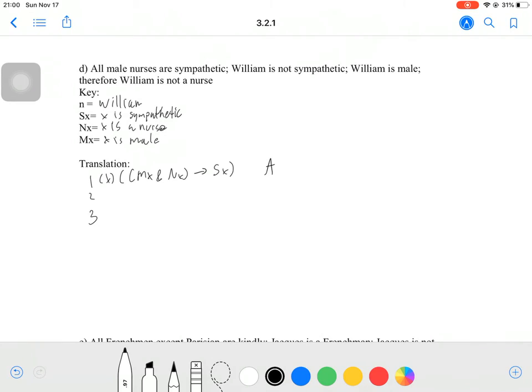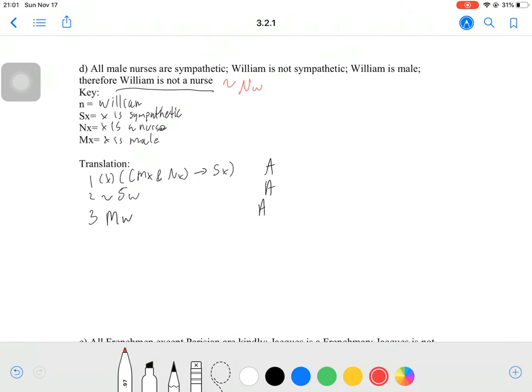We have William is not sympathetic, so not the case that sympathetic is William. It's an assumption. William is male. That's an assumption. So our goal is to say that William is not a nurse, not Nn. Now, there's going to be a couple of ways that we could do this. I'm going to show you the short way because learning to do these in the fastest way possible is helpful on your exams. So let's get started.